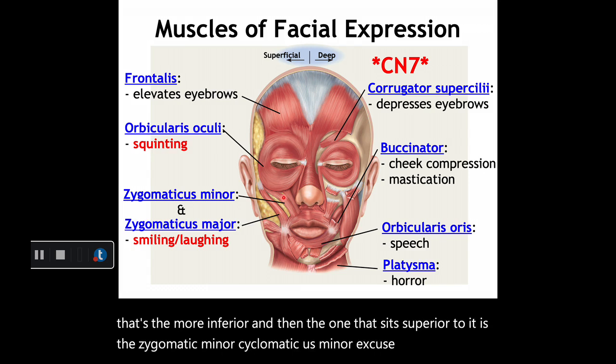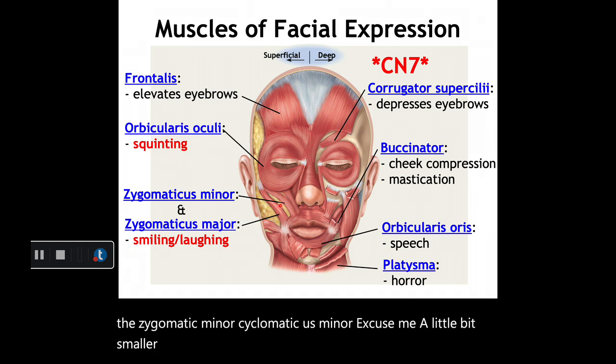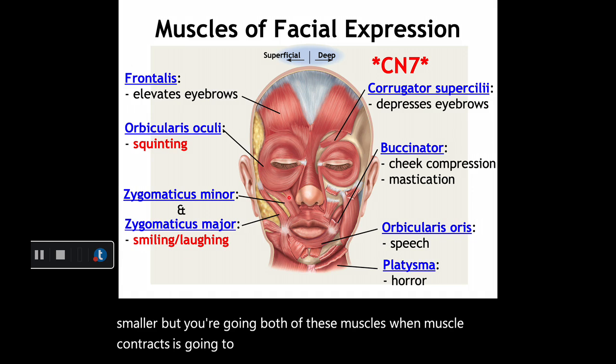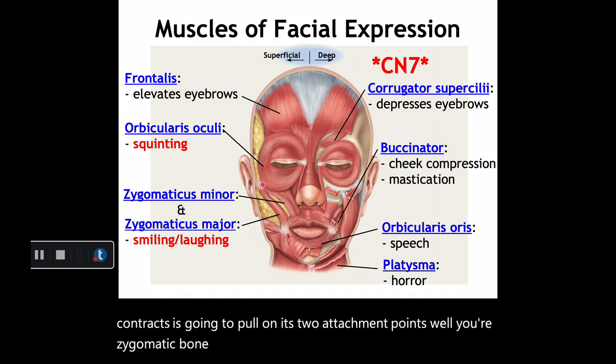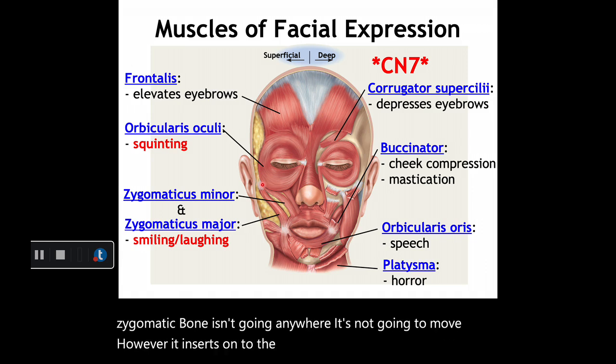A little bit smaller. But you can imagine when both of these muscles contract, when a muscle contracts, it's going to pull on its two attachment points. Well, your zygomatic bone isn't going anywhere. It's not going to move. However, it inserts onto the corners of the mouth, right?